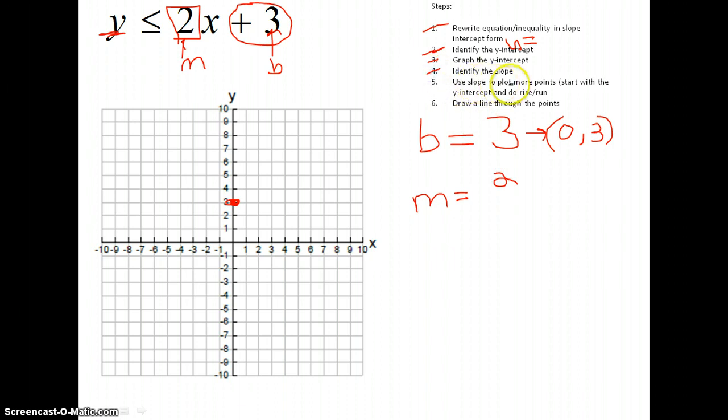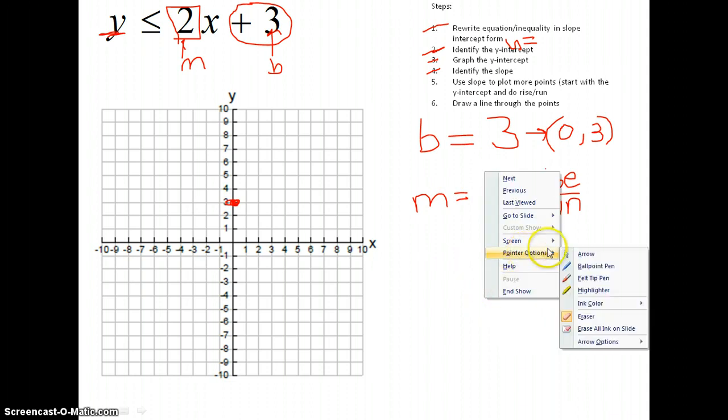Number 5 says use slope to plot more points. Start with the y-intercept and do rise over run. Now, in order to graph, your slope must be in a fraction. Okay, so to turn a whole number into a fraction, we put it over 1. So 2 is my rise, and 1 is my run. And if you notice, they are both positive numbers.